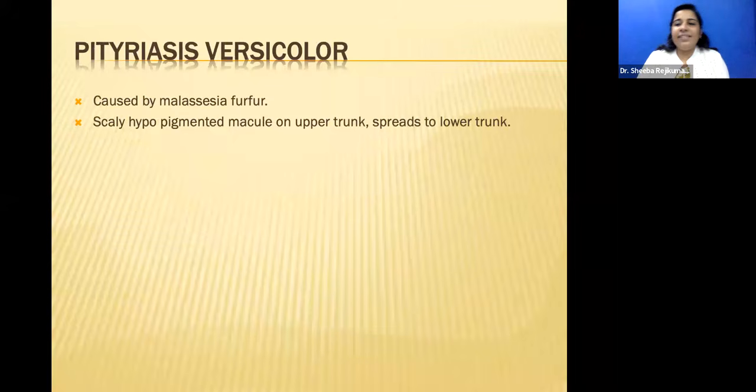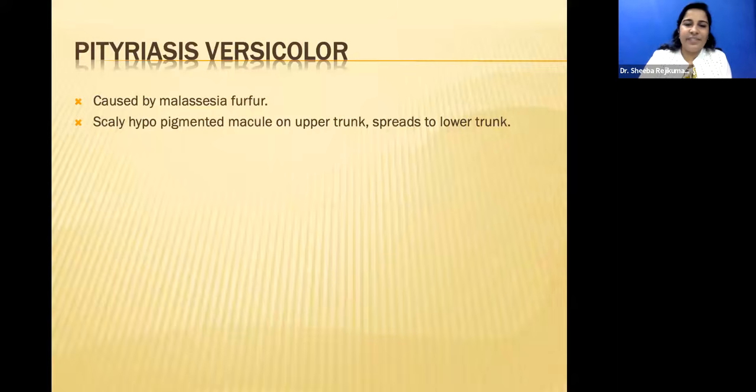What is this case? This is a case of pityriasis versicolor. Pityriasis versicolor is caused by Malassezia furfur. It is a scaly, hypopigmented macule on the upper trunk which spreads to the lower trunk. Just see it. This is a common condition we are getting, right?